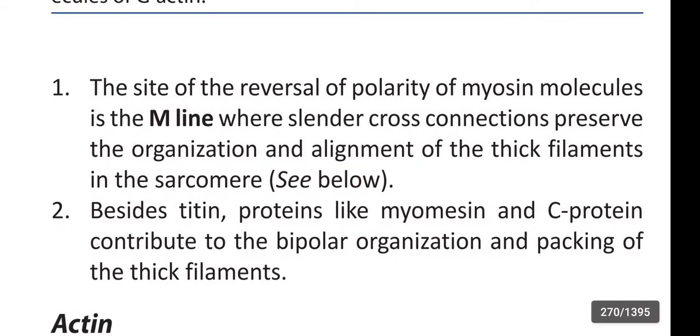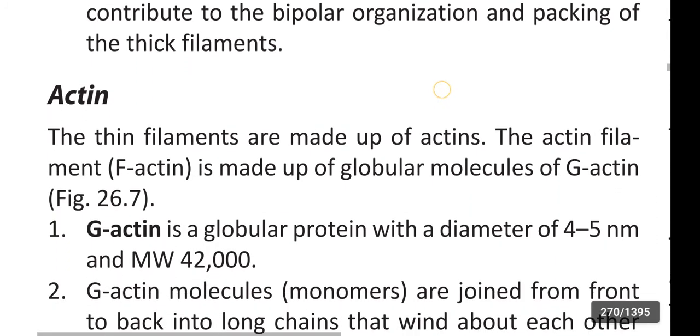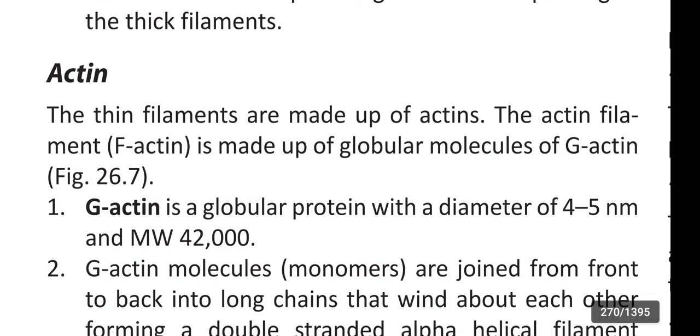The site of the reversal of polarity of myosin molecules is the M line, where slender cross connections preserve the organization and alignment of the thick filaments in the sarcomere. Besides titin, proteins like myomesin and C protein contribute to the bipolar organization and packing of the thick filament. Next, about actin. The thin filaments are made up of actins. The actin filament F actin is made up of globular molecules of G actin.